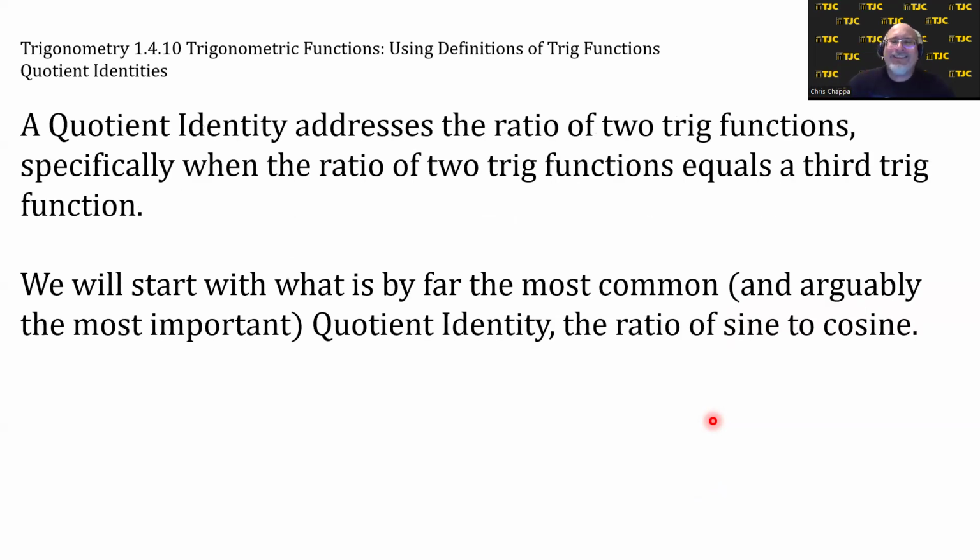A quotient identity addresses the ratio of two trig functions, specifically when the ratio of two trig functions equals a third trig function. We will start with what is by far the most common and arguably the most important quotient identity, the ratio of sine to cosine. In other words, if we put sine of theta over cosine of theta, what does that equal to?